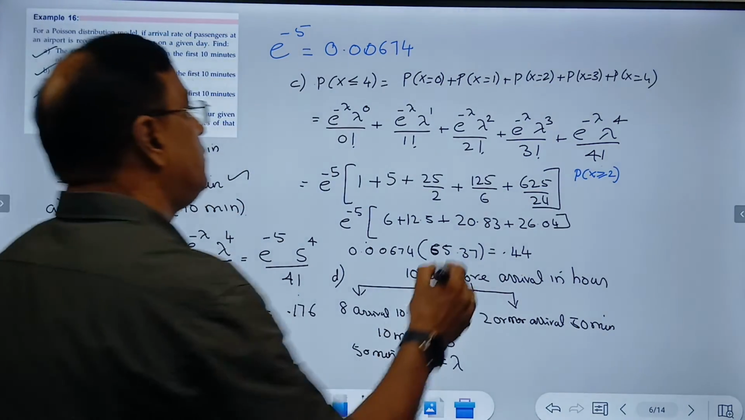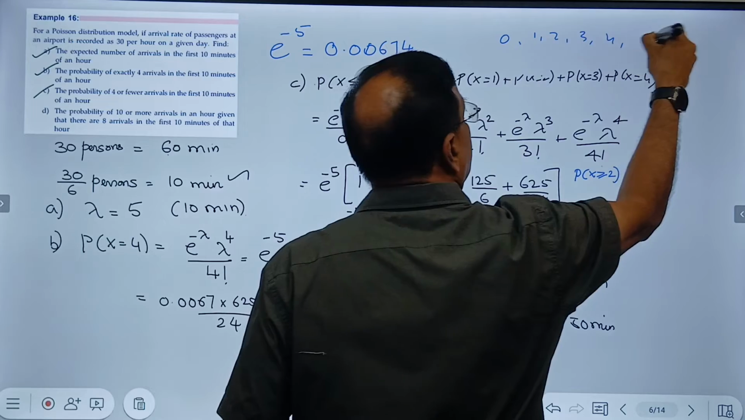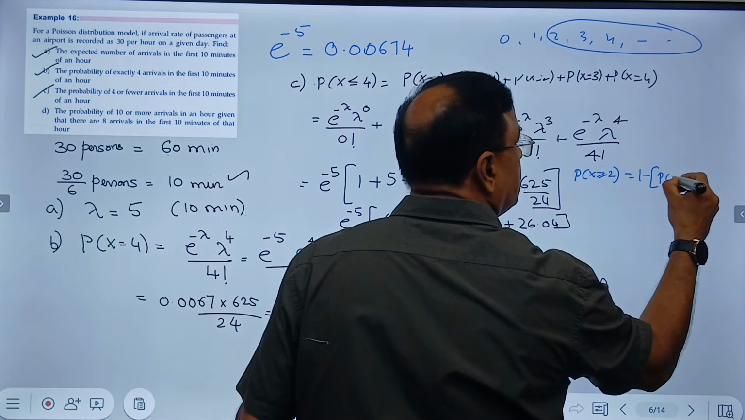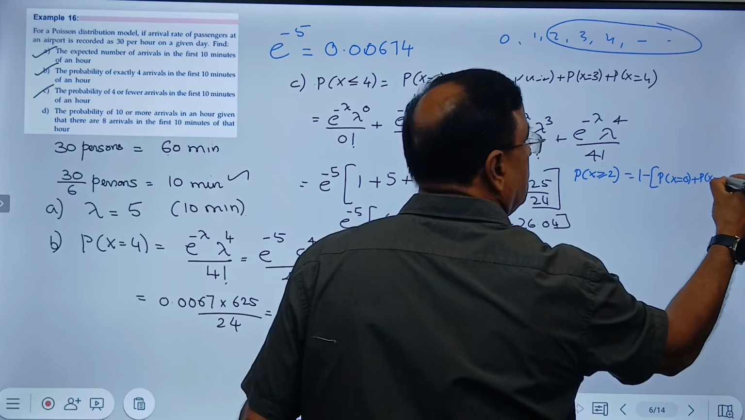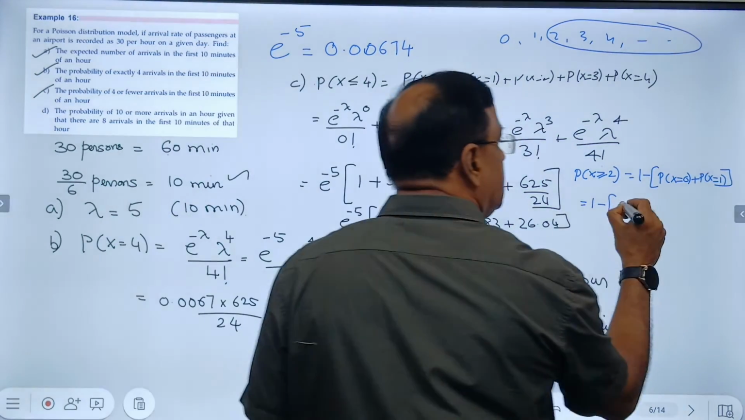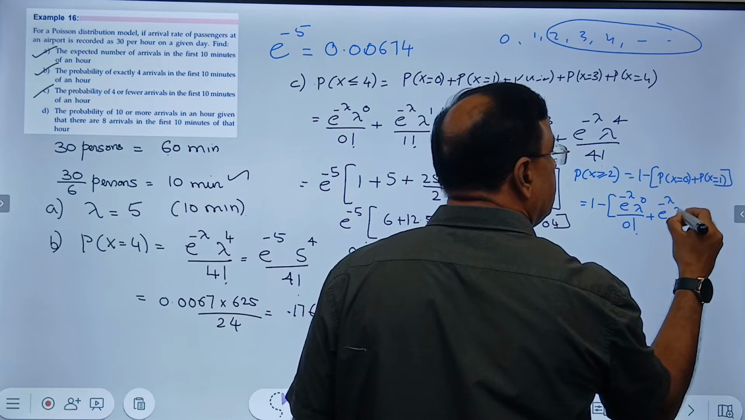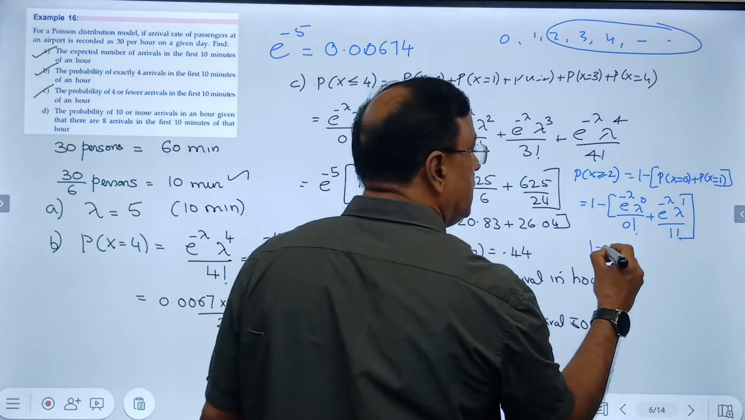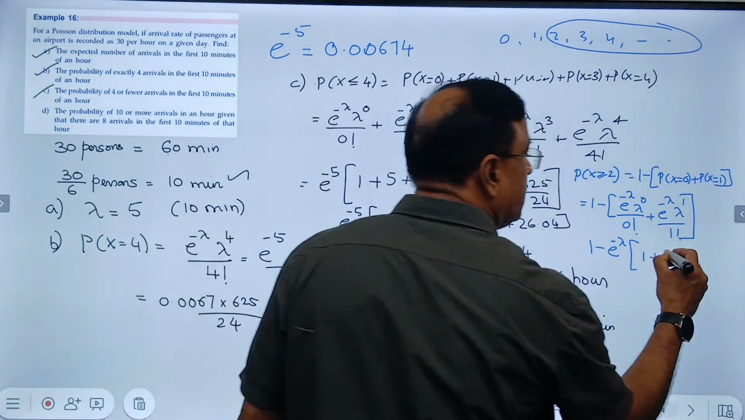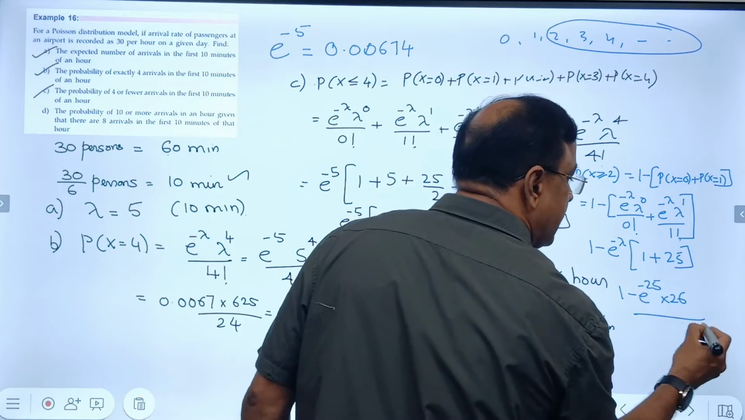Now what is P of x greater than or equal to 2? See, 0, 1, 2, 3, 4, so on. So I want to find greater than or equal to 2, which is same as 1 minus P of x is equal to 0 plus P of x is equal to 1, which is 1 minus, what is P of x is equal to 0? E power minus lambda, lambda power 0 by 0 factorial plus e power minus lambda, lambda power 1 by 1 factorial. 1 minus e power minus lambda is common. I get 1 plus lambda is 25, so it is 25. e power minus 25 is a very, very small number, so we leave the answer as it is.